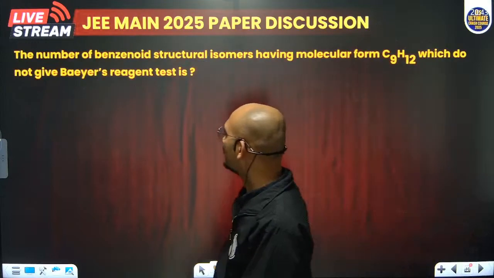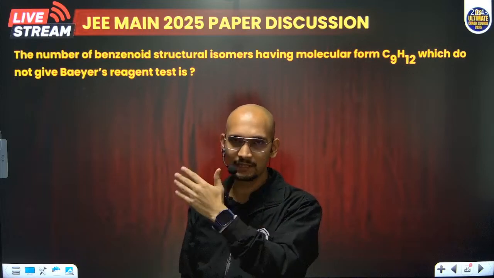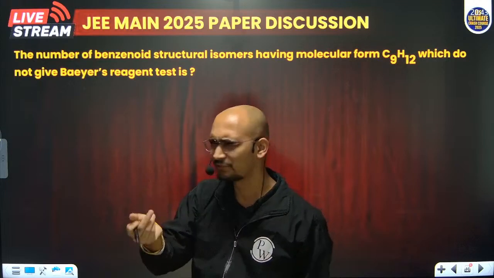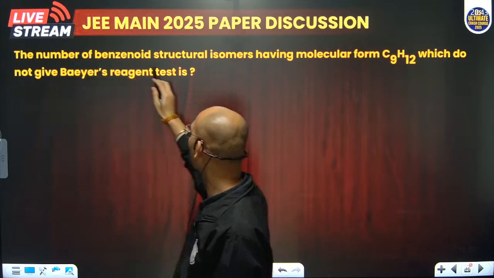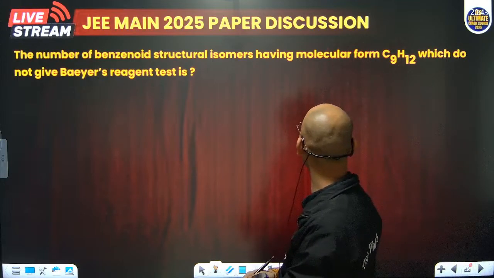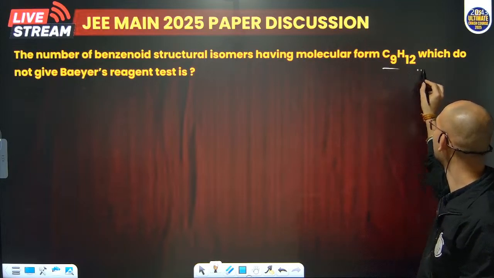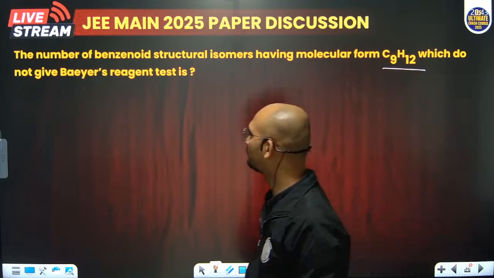Chalo. So this question was just for how you can see, and if someone knows the jingle, the shortcut, you can get it within 40 seconds easily. The number of benzenoid structural isomers having molecular formula C9H12 which do not give Bayer's reagent test.